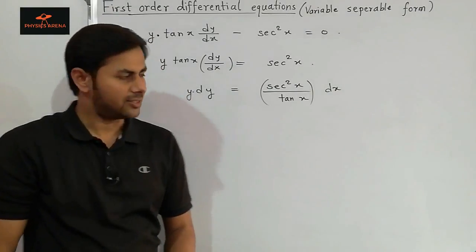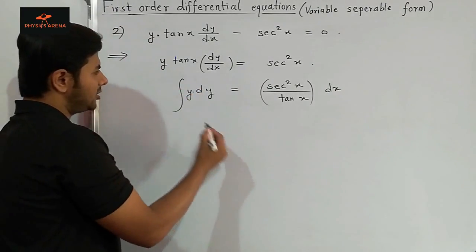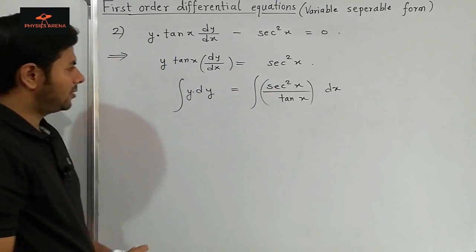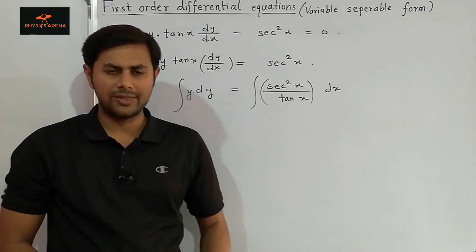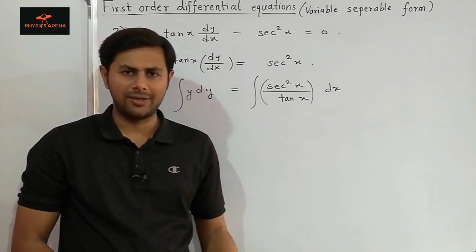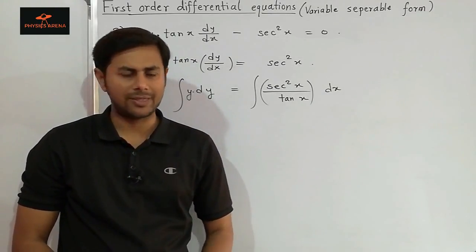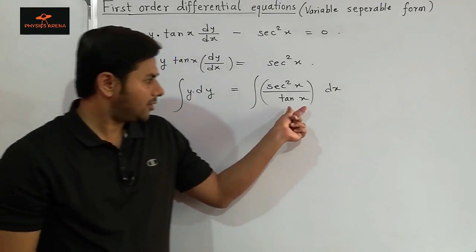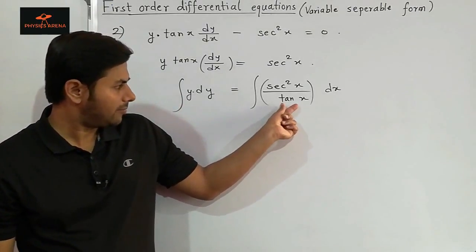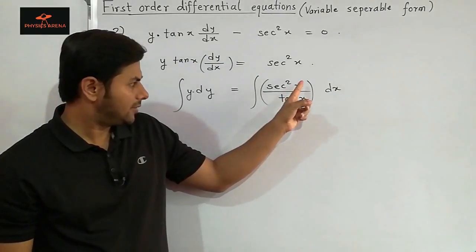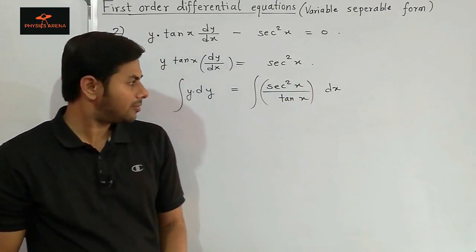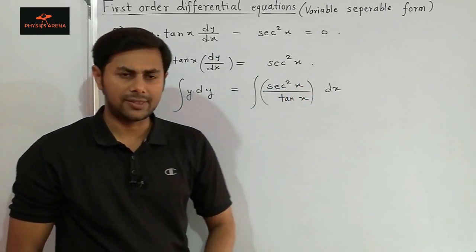Now let's integrate this. So let's put this integral sign. The integral on this left hand side is very simple. It is just integral of y dy. So we'll have y square divided by 2. And on right hand side also it's simple. We have this tan x in denominator and its derivative is sitting in the numerator. So sec square x is derivative of tan x.